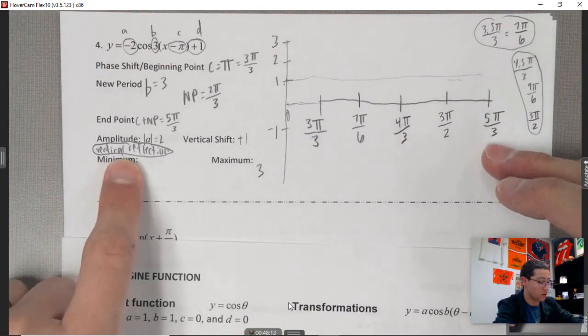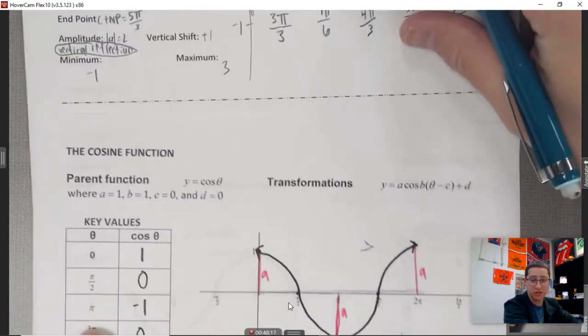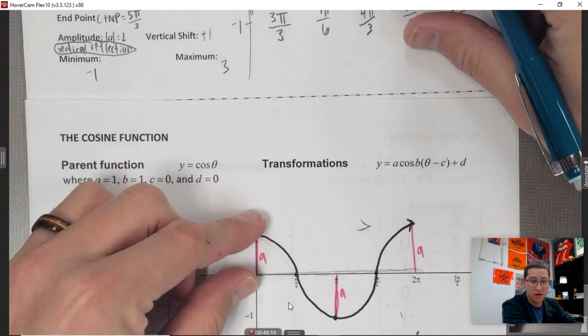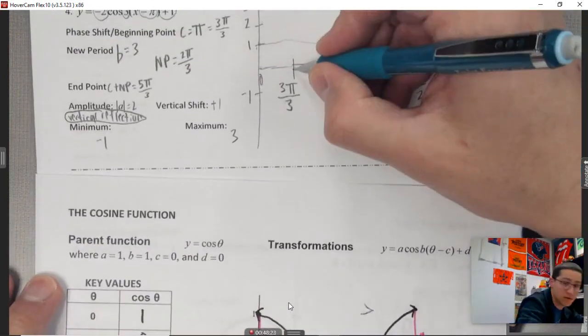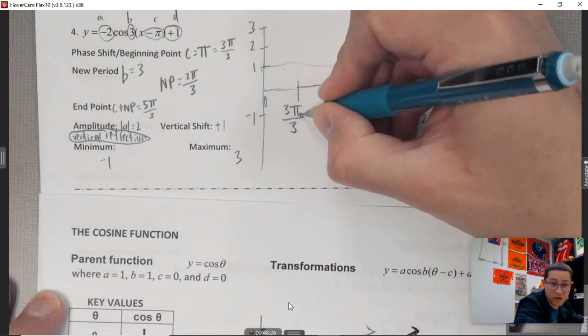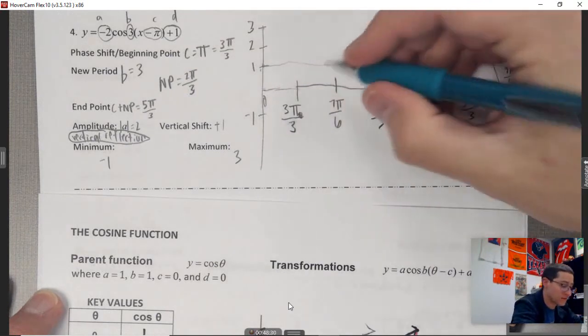We can't forget about the vertical reflection, okay? So on this first one, on the original, it was up 1. We're applying that amplitude of 2, but then it's a reflection. So it's going down here. So there's my first point. Okay, and we'll just remember that that's my first one.